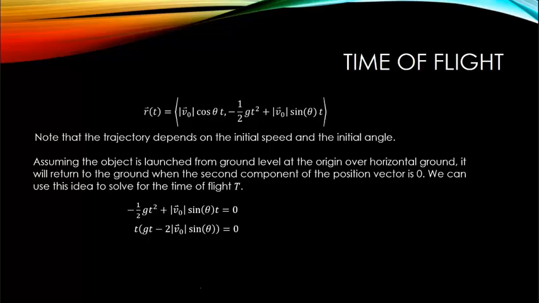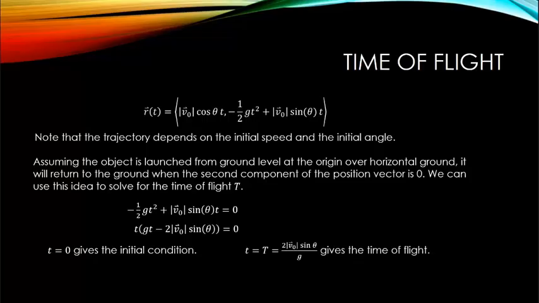I can factor t out, and I get two values that will make this statement true. t can equal 0, and this is my initial condition, or t can equal capital T, which is equal to 2 times the magnitude of v naught sine theta over g. This gives me my time of flight from the initial launch until it returns back to Earth.